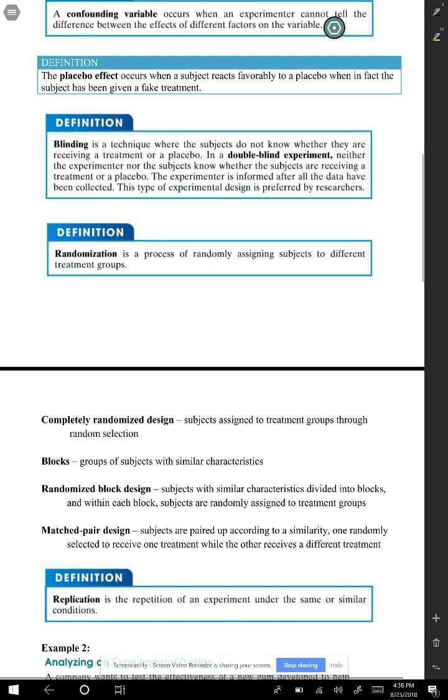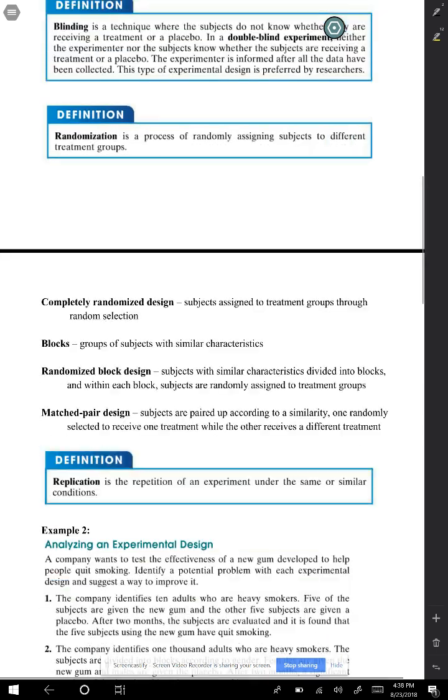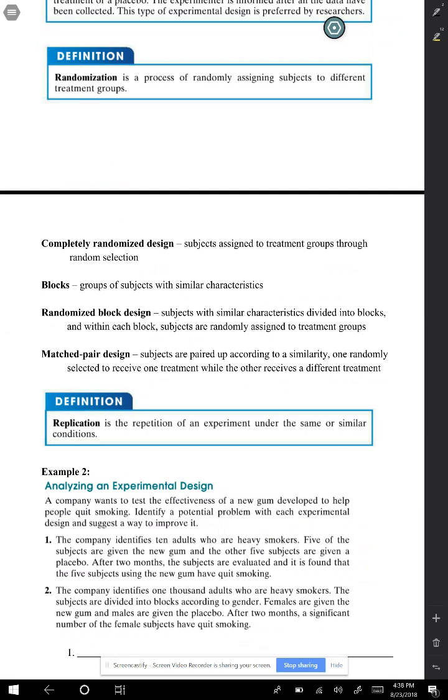Now, next we're going to be looking at what's called randomization, and that's just when you randomly assign subjects to different treatment groups. And there are several different types of randomization. One of them is completely randomized, where basically you just randomly pick people out and put them in there. You don't know anything about them. That's just completely randomized.